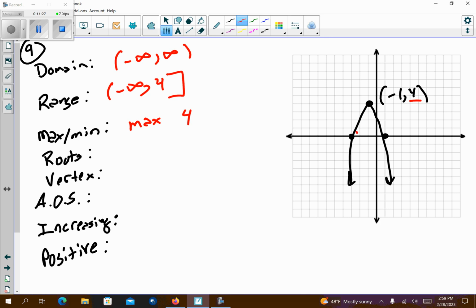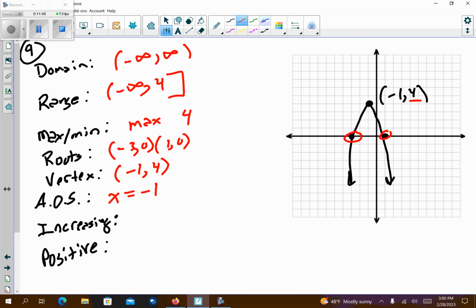Do we have some roots? Yeah, I got a root there and a root there. So my roots are, looks like at negative 3, 0, and 1 comma 0. I happen to have a vertex of negative 1 comma 4. Axis of symmetry is always the x value of that.